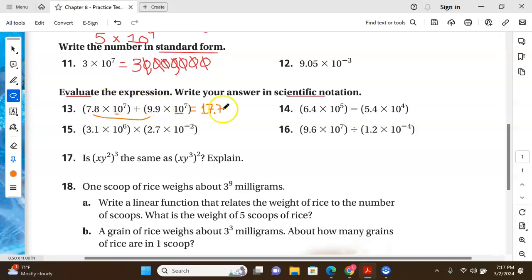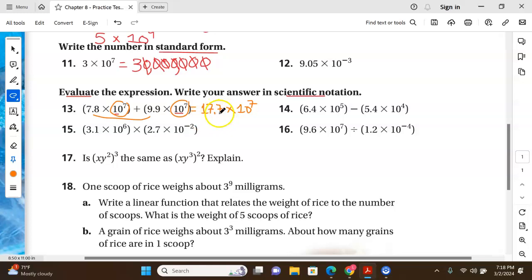8 plus 9 is 7, remain 1. 7 plus 9 is going to be 16, and 1 is 17. So it's 17.7 times 10 to the 7 power. Remember, this is my common factor right there. I don't have much time left to write everything out for you guys, but definitely check your notes over. 10 to the 7 is my common factor, so I'm just going to add the 7.8 to 9.9 times 10 to the 7.